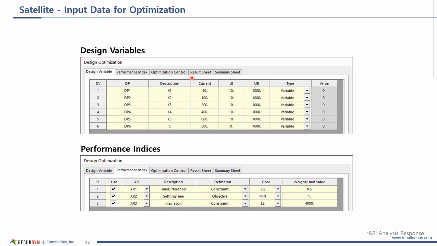You can see how the stiffness and damping were set as design variables, and constraints and objective functions were set as listed in the previous page. Please note that 0.4 g is shown as 4000.